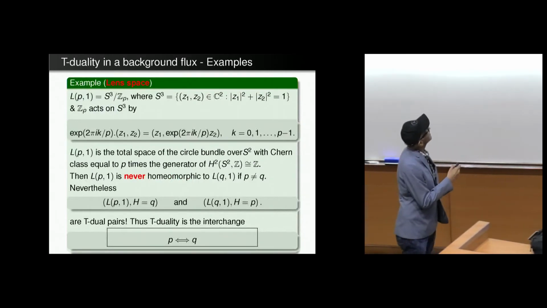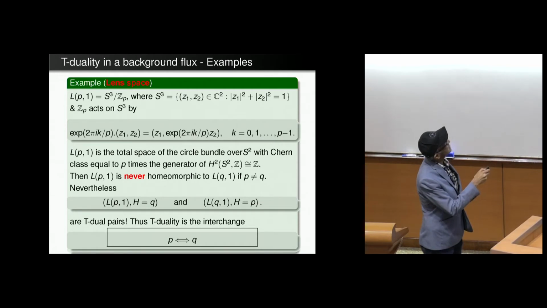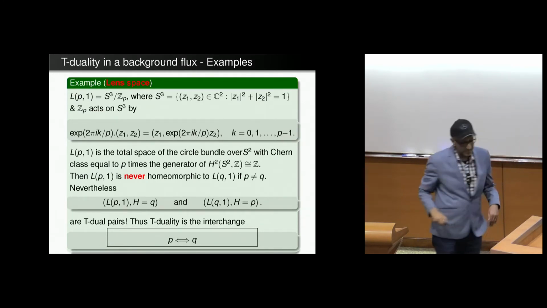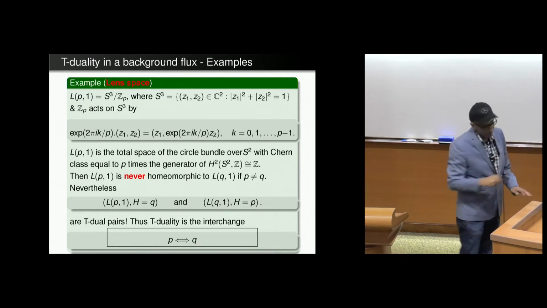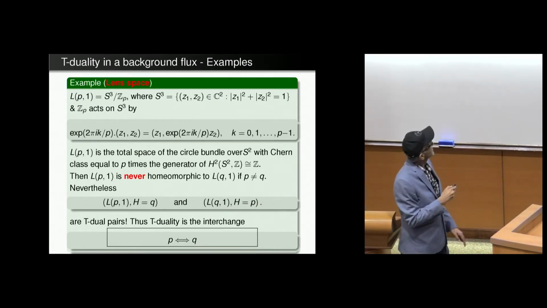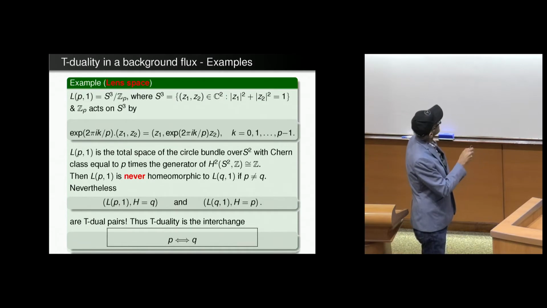So let me give you an example. Let's start with lens space, LP1, which is the quotient of the 3-sphere. The 3-sphere we think of as the unit ball inside C2. And Z mod PZ acts on S3 by this root of unity, e^(2 pi i k / P), acting on (z1, z2) as z1, and you act on the second factor by the pth root of unity. So LP1 is the total space of a circle bundle over the 2-sphere with Chern class equal to P times the generator of the second cohomology.